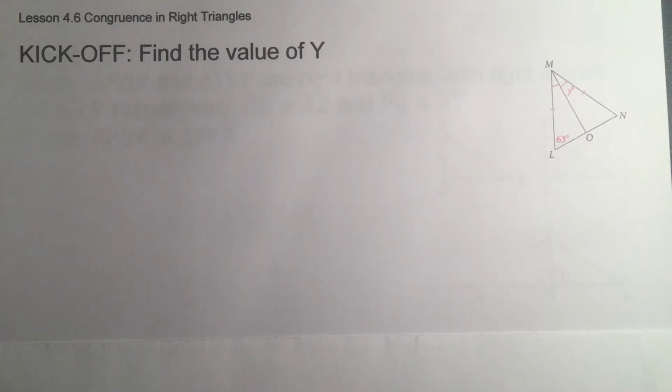All right, so lesson 4.6. Now we're going to focus on just right triangles. Last time was equilateral and isosceles. Today is just right triangles. So find the value of y.